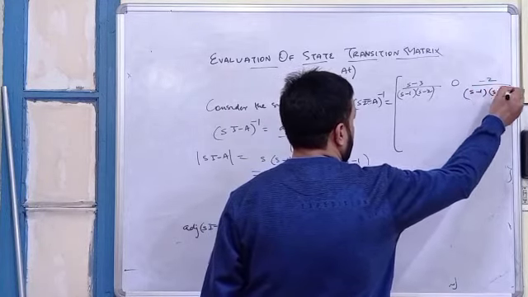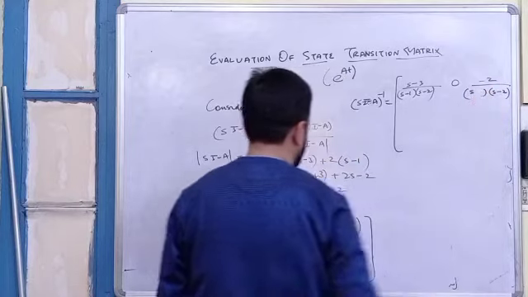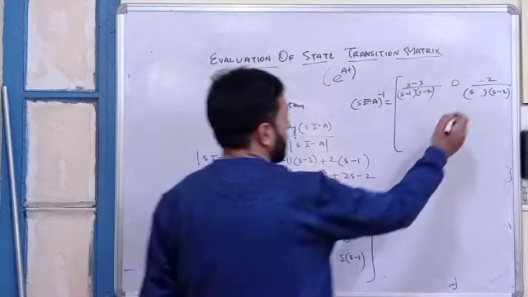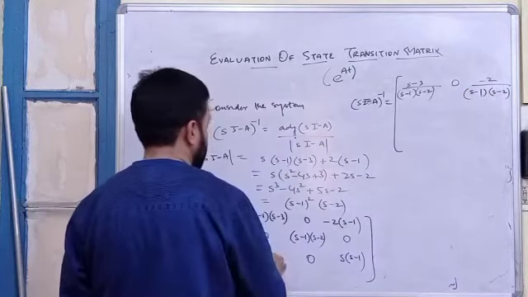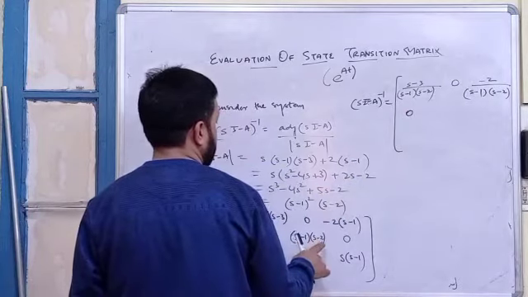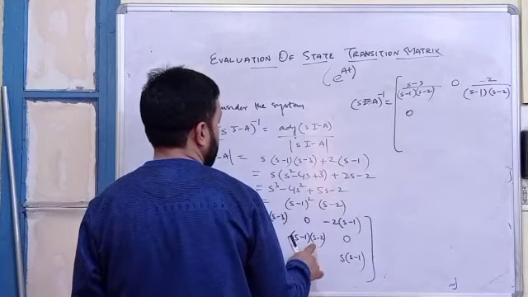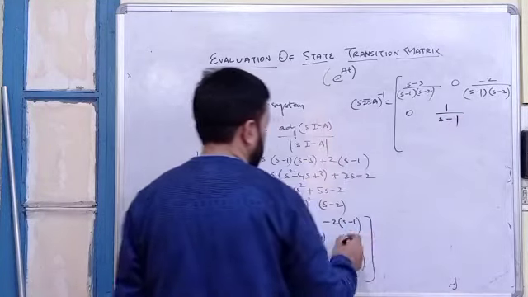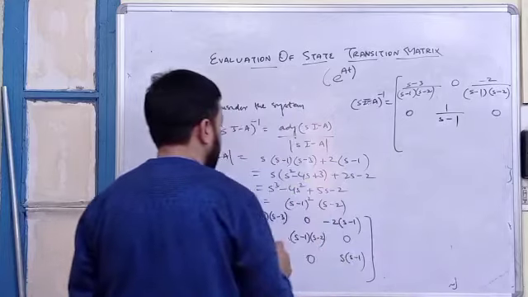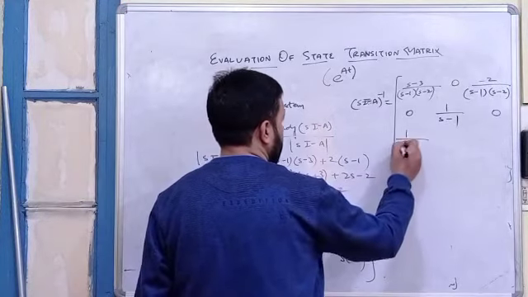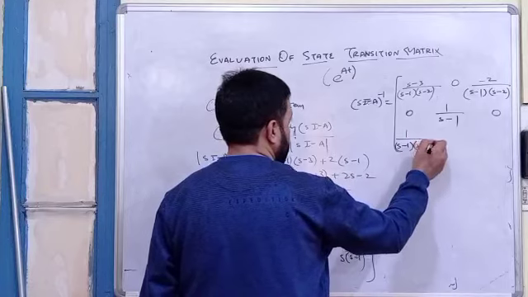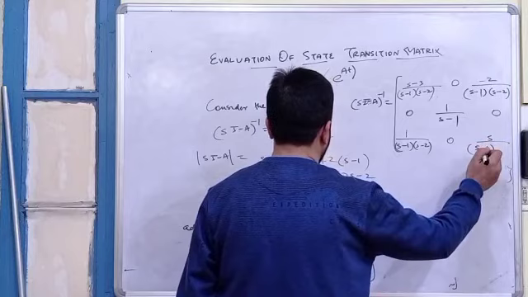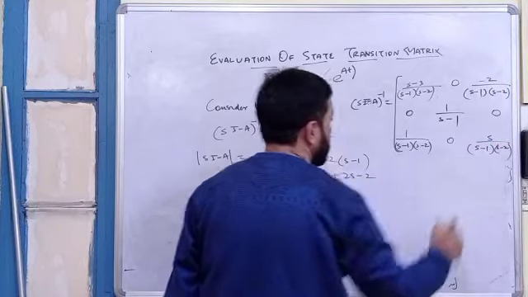S minus 2 will cancel over. Where will it cancel? Here s minus 1 will cancel. Here 0 will come. Here s minus 1 and s minus 2 will cancel, and what will remain here? 1 divided by s minus 1. Here 0. What remains is 1 upon s minus 1 into s minus 2. Then 0. And here what will remain? s upon s minus 1 into s minus 2. Is that correct?